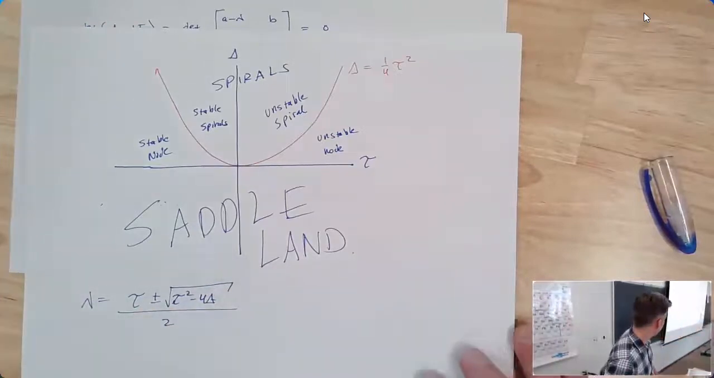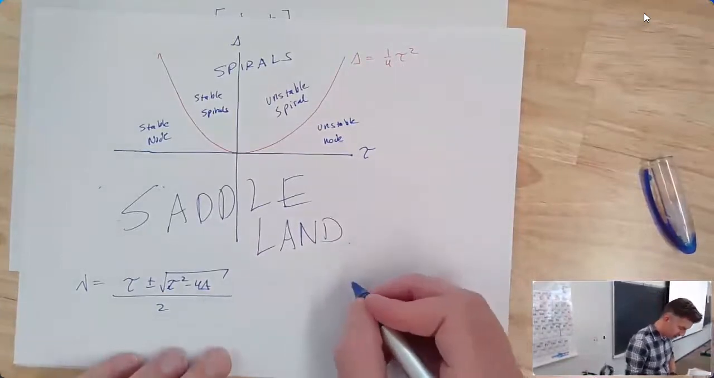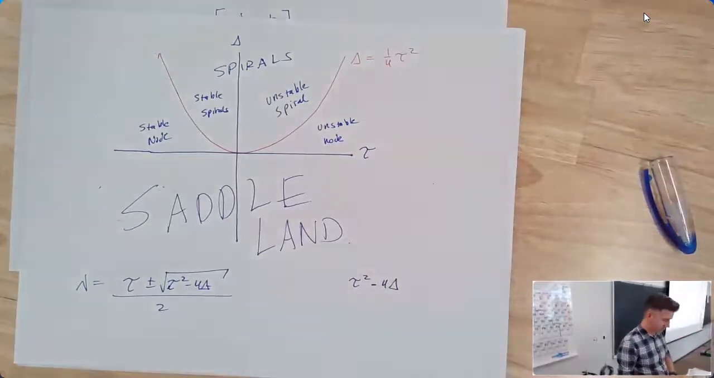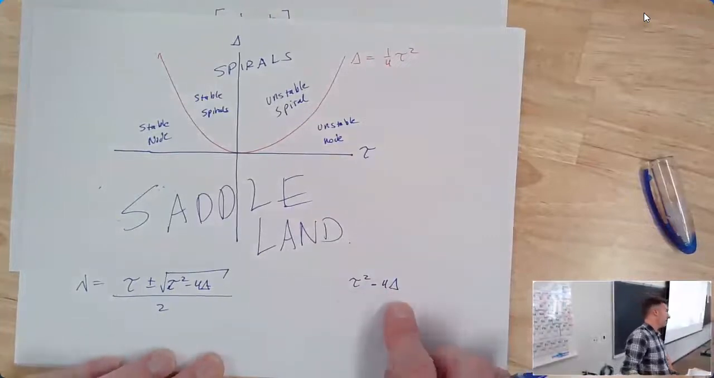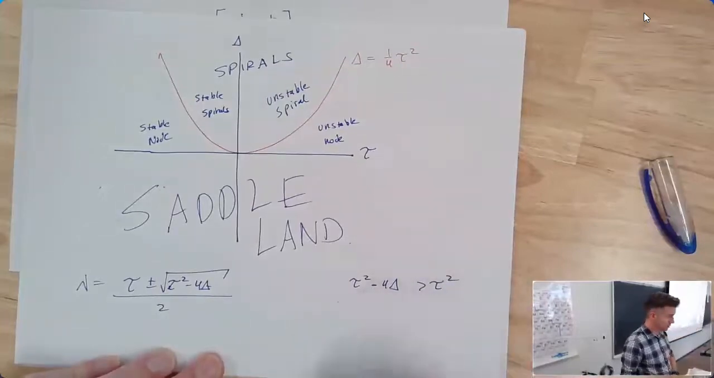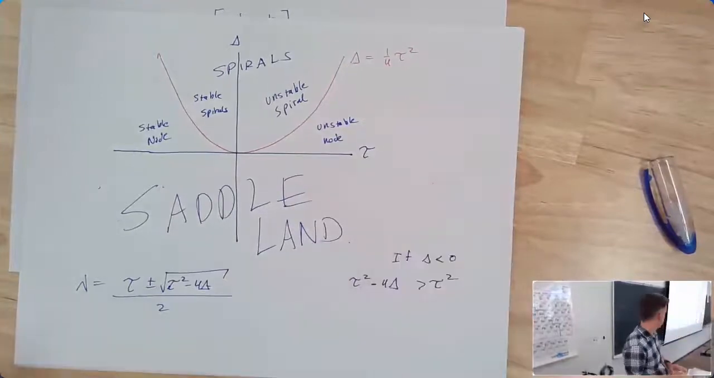So here's the deal. If your determinant's negative, then tau squared minus 4 times the determinant just got bigger, right? If your determinant's negative, -4 times the negative number is positive, and tau squared plus a positive number is bigger than tau squared, right? Everyone cool with that?